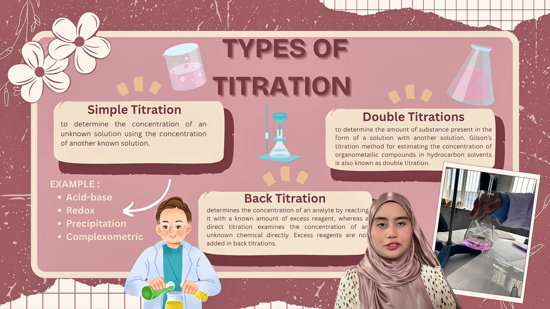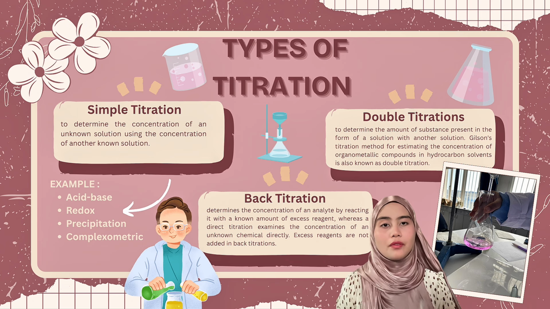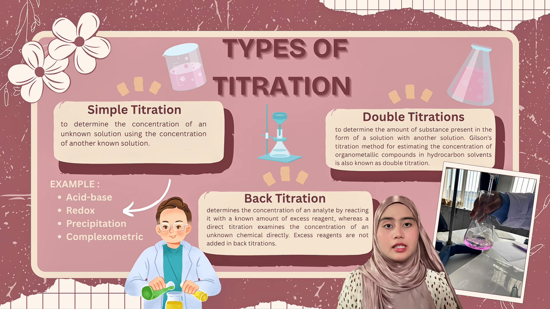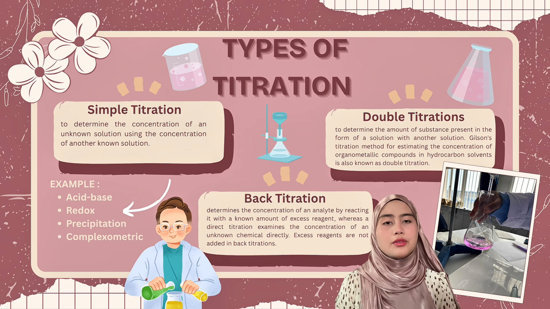Next is a back titration. Back titration determines the concentration of an analyte by reacting it with a known amount of excess reagent, whereas a direct titration examines the concentration of an unknown chemical directly. Excess reagents are not added in direct titration.